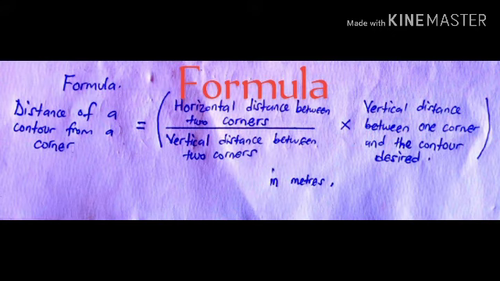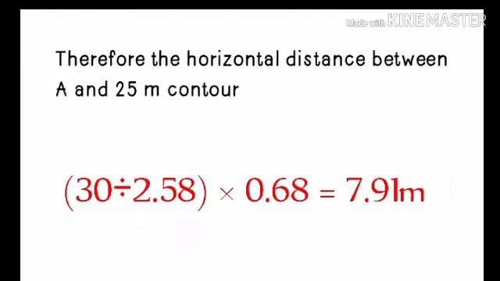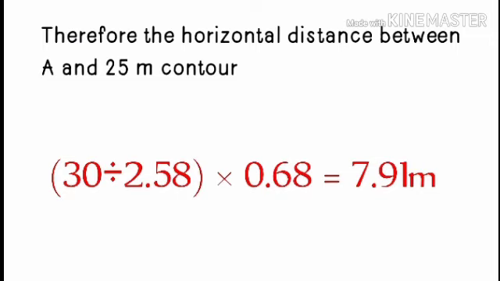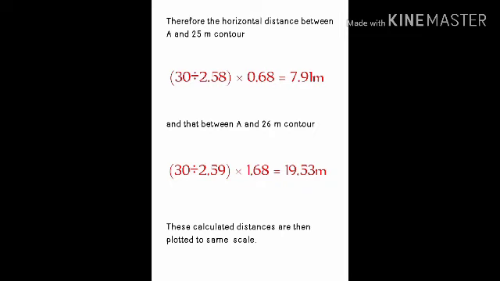To find the distance of a contour between any two points, the following expression can be employed: the horizontal distance between any two points divided by the vertical distance between the two points, times the vertical distance between the contour which is desired and one point. Using that expression, the horizontal distances of the two contours can be obtained from point A, as shown.